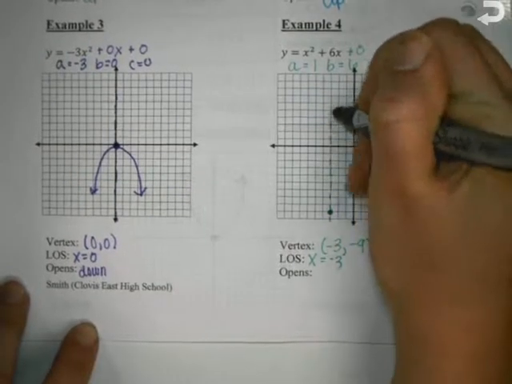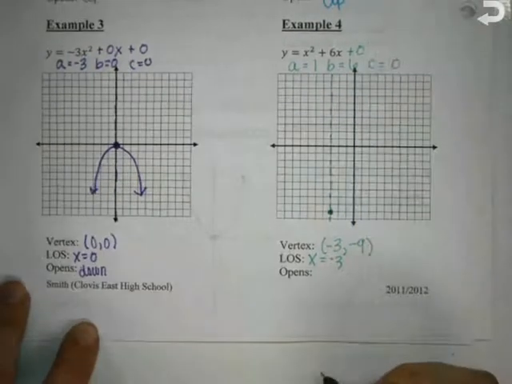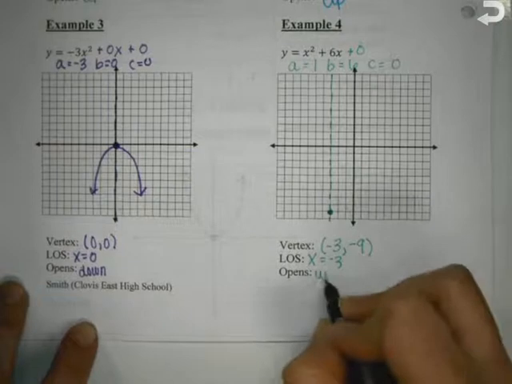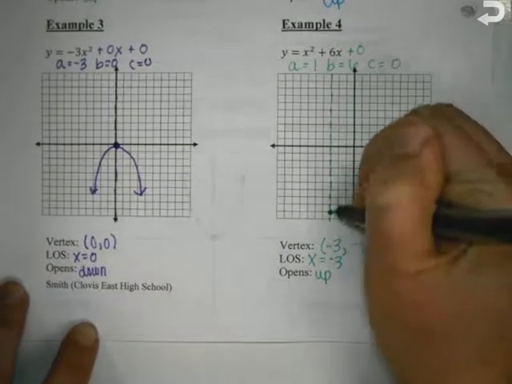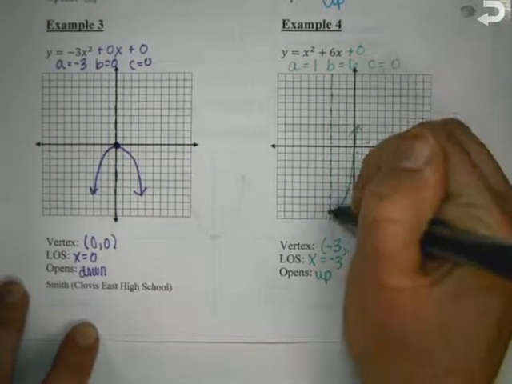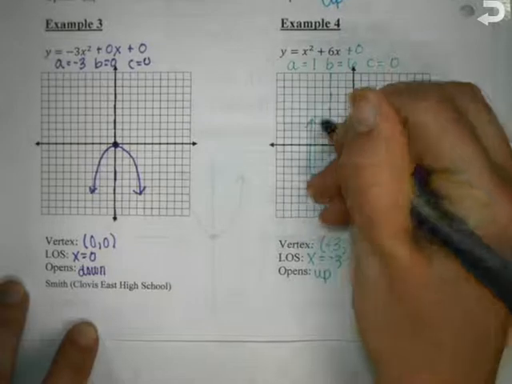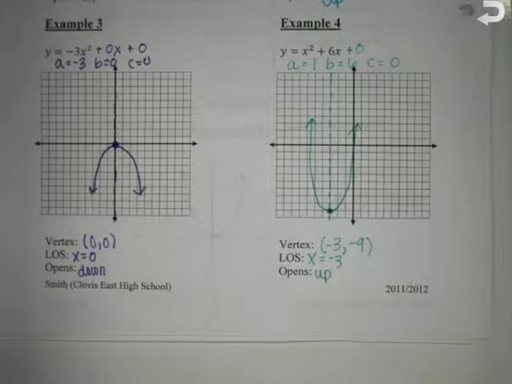And this one's opening up or down? Up. So my graph should look something like that. As long as it's symmetrical right now, we're just sketching. So we're not worried about wide or narrow yet. Okay?